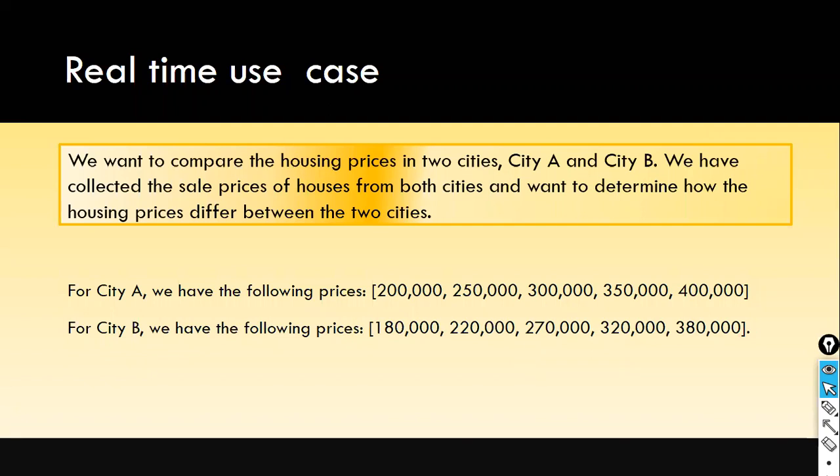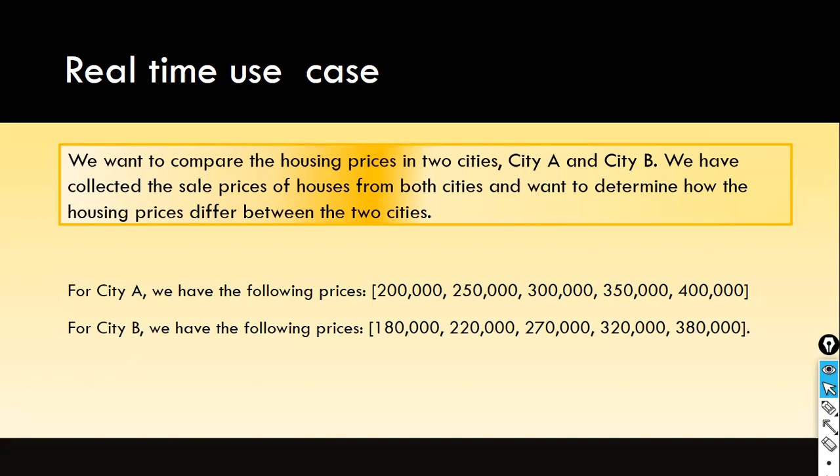And then we will compare the 25th percentile value for city A with the 25th percentile value for city B. So in that case, we will decide, for example, if the city A value is more in the 25th percentile than city B, then we will decide that in the 25th percentile, city A has higher housing prices than city B.